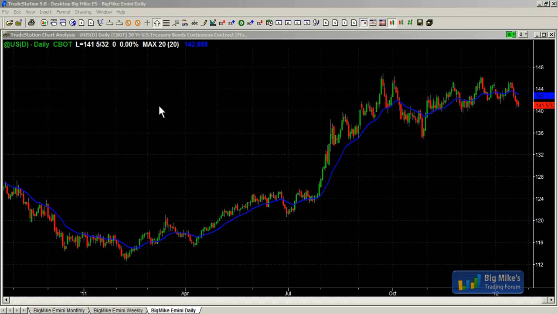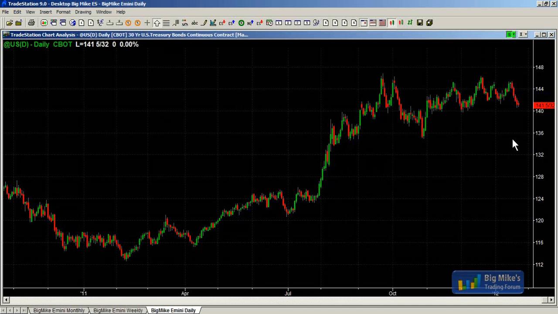EMA 20. Okay. Yeah, to me, you don't have to use any moving average to be able to read a chart. Let me just knock this moving average off for a second. Okay. To me, the price action remains. I personally use a moving average because there are a lot of tricks that you can learn, and you can make money by using the moving average.